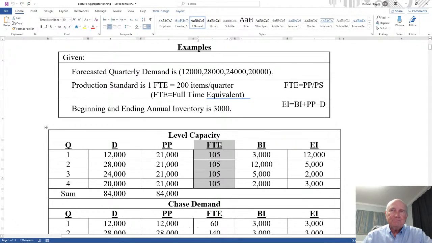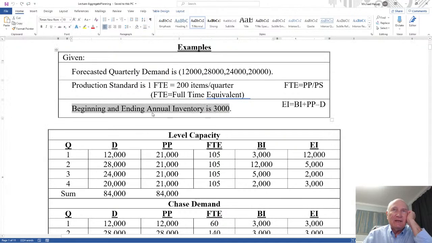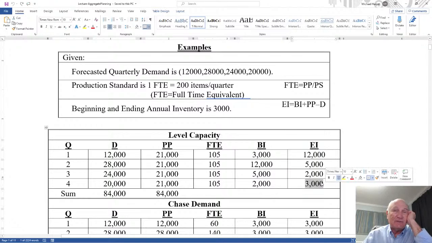There you go. So now we have our demand, we have our productivity, we have our labor, and the fourth thing is inventory over here. In inventory, we have a requirement of beginning and ending the annual inventory at 3,000. So BI is the beginning inventory. We start the year with 3,000 in the first quarter. We end the year with 3,000 in the fourth quarter. So this 3,000 and this 3,000 are given.